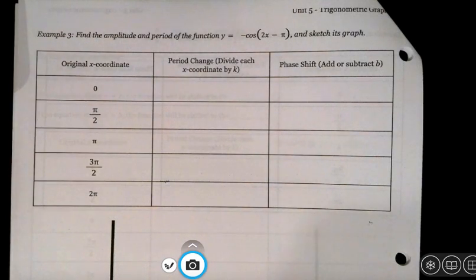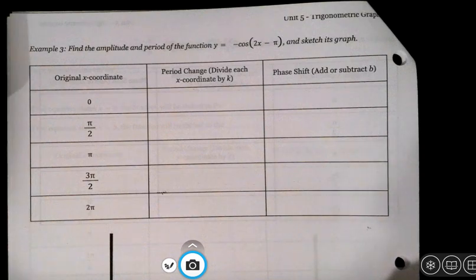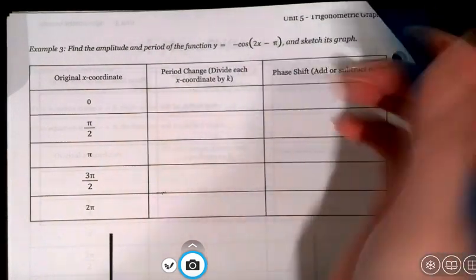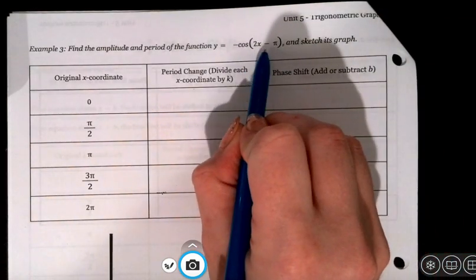All right, we're going to look at example 3 and example 4 in our packet for skill 5B. Example 3 says find the amplitude and period of the function and sketch its graph. Looking at this equation, we have a negative out in front, and then inside our parentheses, 2x minus pi.